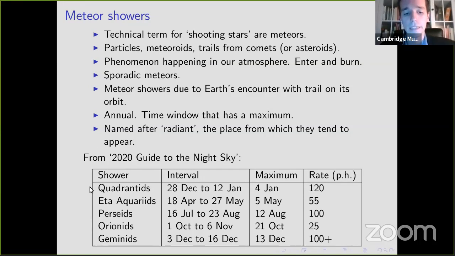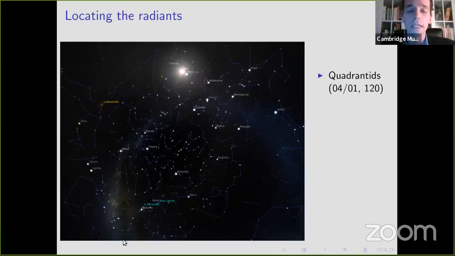And so I've listed 5 active meteor showers that you may want to note. I have experience with the Perseids that have their maximum on the 12th of August with a very high rate of about 100 meteors per hour under ideal conditions. So these are named after the places on the sky that they appear, and let us now find those places. So let us locate the radiants.